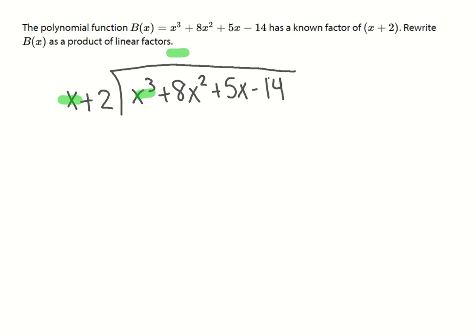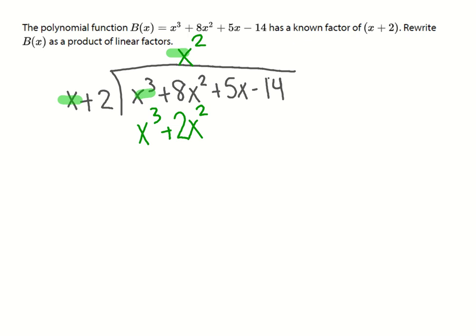Now, when I do that, I know that x times x squared will give me x to the third. We want to make sure we line up terms that have the same exponent, which is why I put the x squared over top of the 8x squared. X squared times x is going to give me x to the third. X squared times 2 would give me a 2x squared.